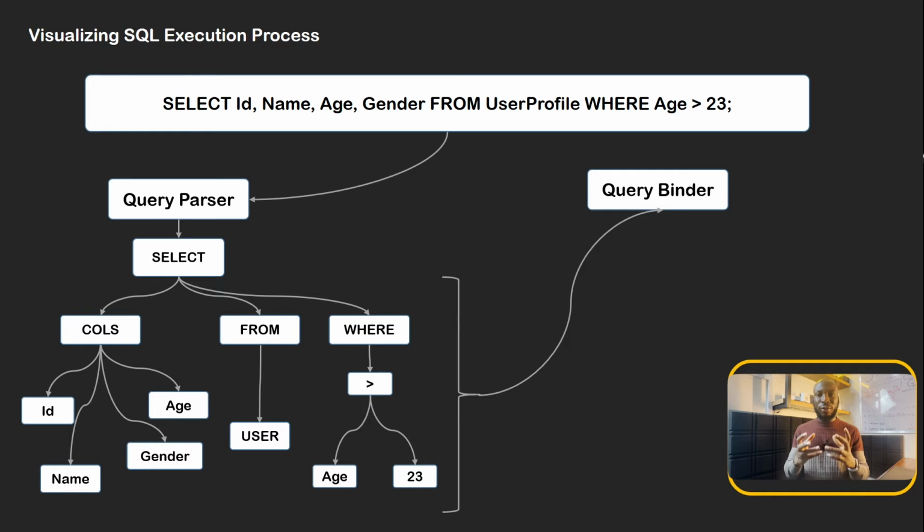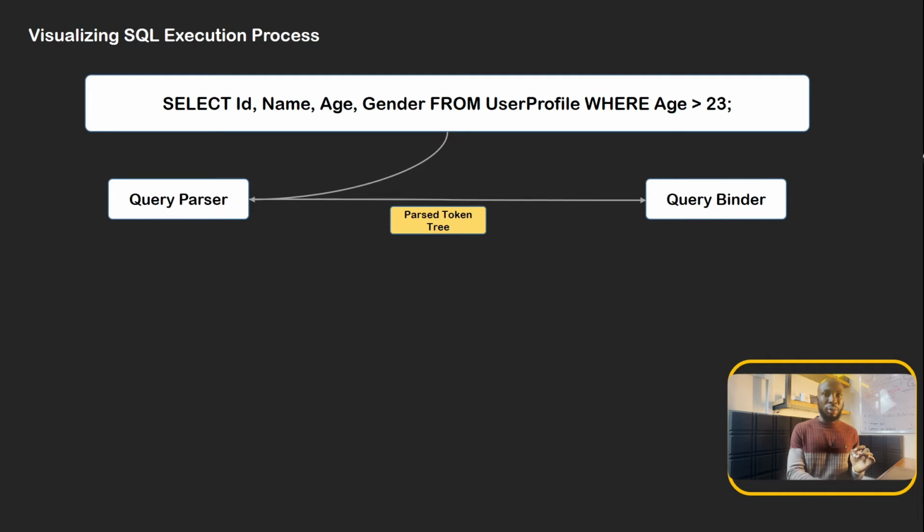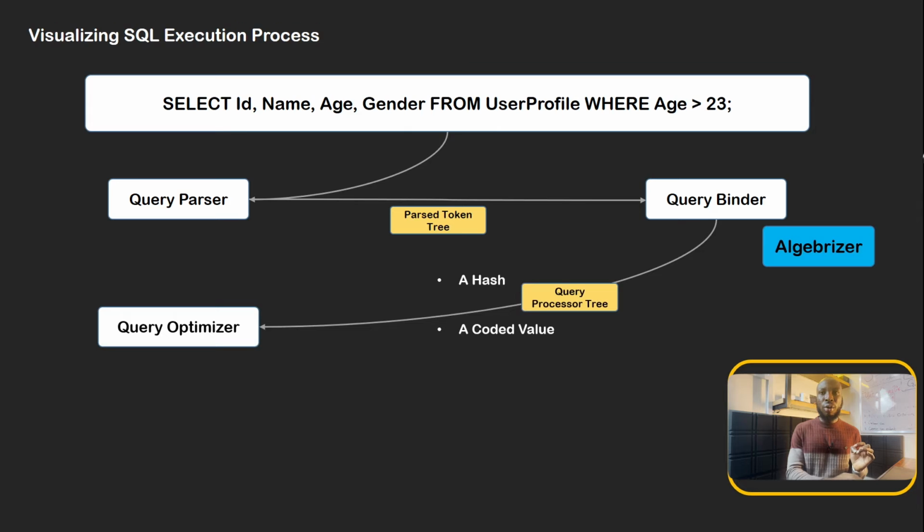So all of those validations and all of those confirmations to be sure that your table actually exists, to be sure that your columns and your objects are spelled correctly, all of this functionality is done within the query binder. And it does it by using a particular component called the Algebrizer.